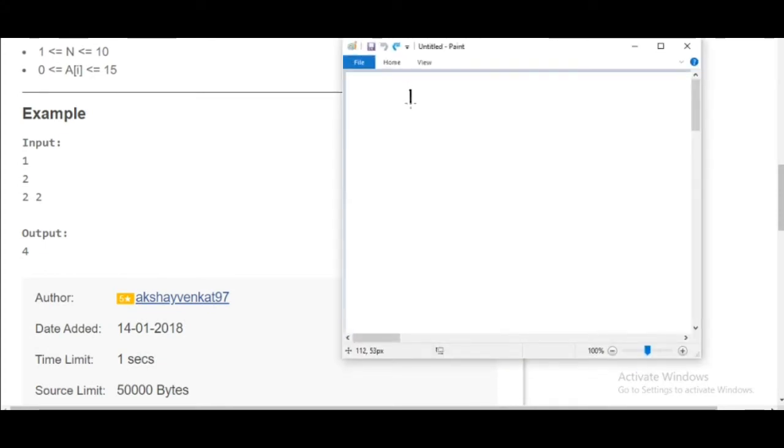So the input is 1. It means that the number of test cases is 1. Then there is 2. Here 1 is t, and this is n, the number of terms. So here two terms will come. In this case they have given 2 and 2. The output is 4, that is 2 multiplied by 2 equals 4. This is the problem statement.